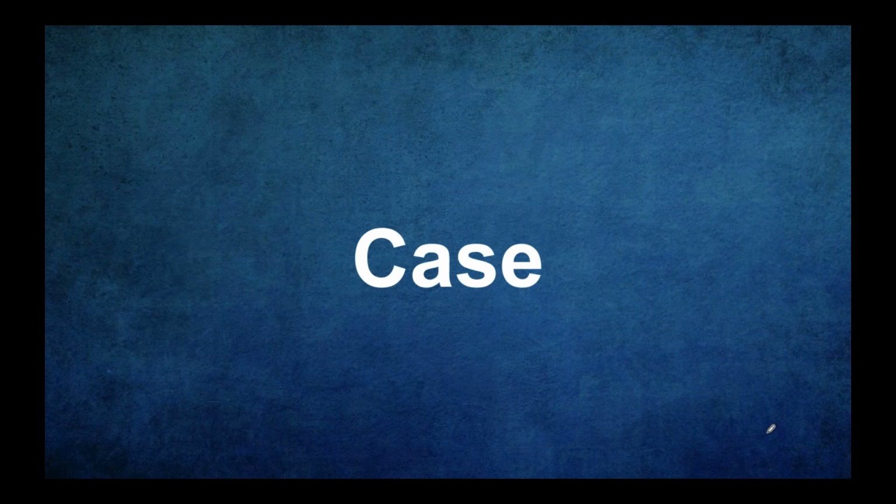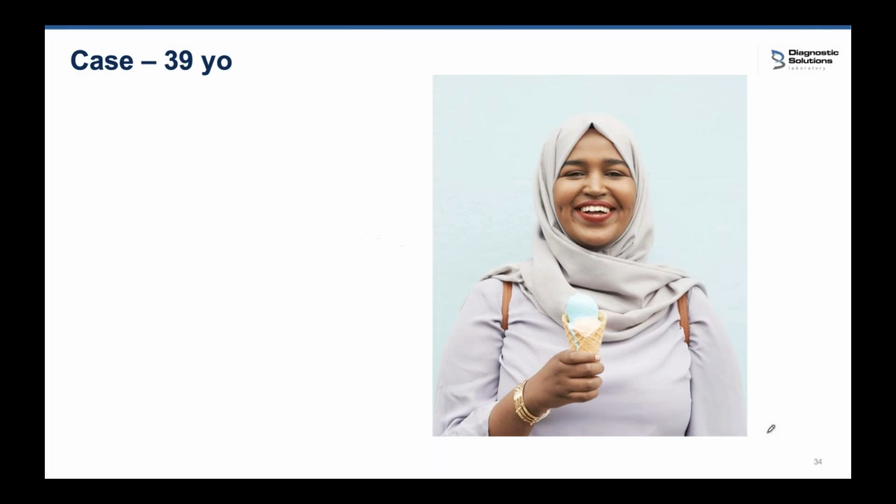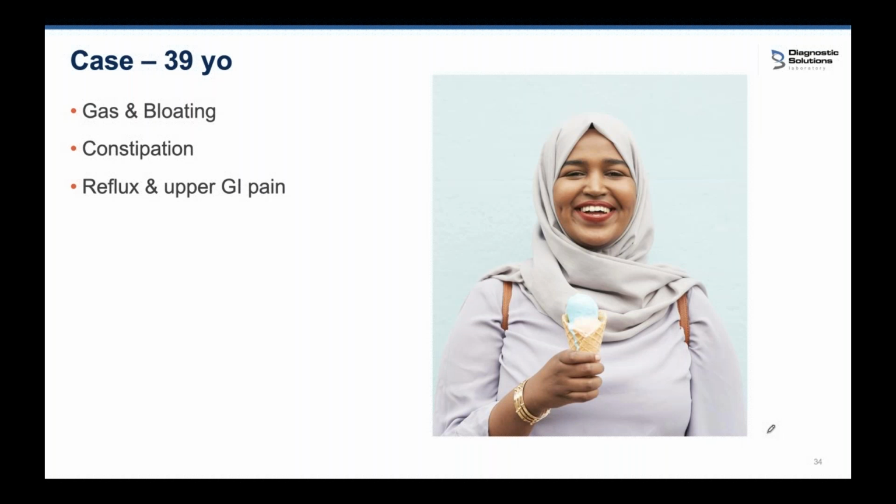So on to our case. We've got ourselves a 39-year-old, and gas and bloating was the main concern. And you can see from the picture, this is not actually the patient. Obviously, we've got constipation, reflux, and upper GI pain. So a lot going on GI-wise. These symptoms could be anything in the GI. So testing is really, really important.